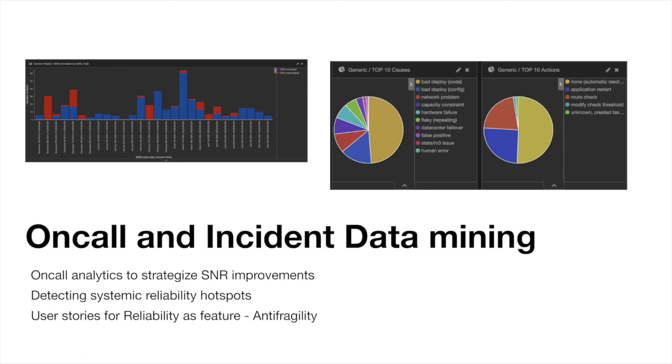We use metrics to basically track almost every aspect of our decision making. So these are concrete things that we can feed into our planning process. Think of them as the starting point of all the user stories for our platform reliability features. So all the analytics on top of incident management and on call has been tremendously impactful for us.